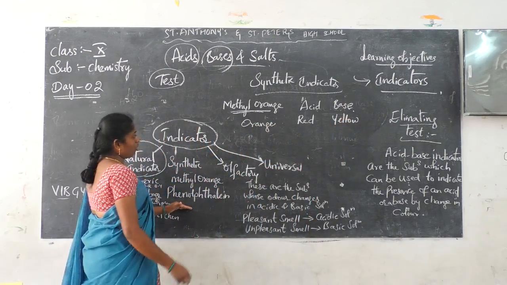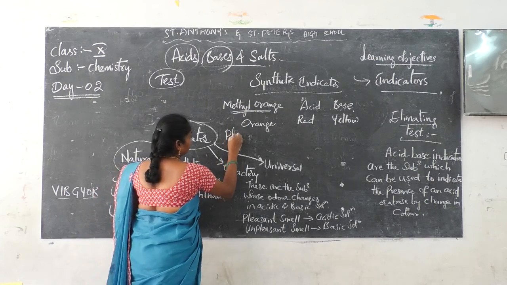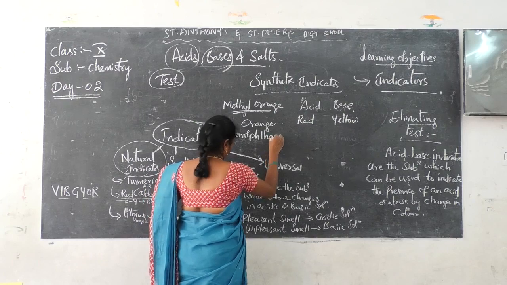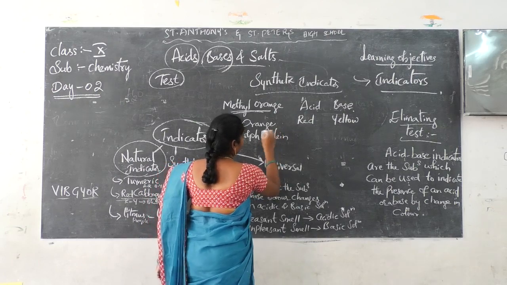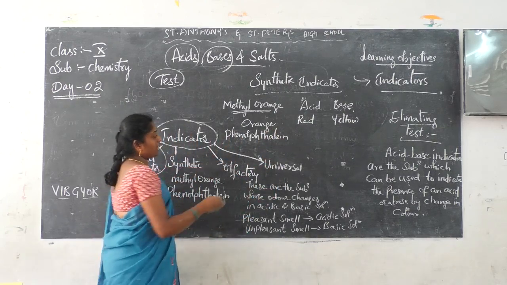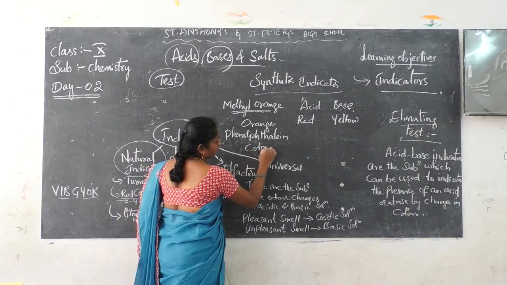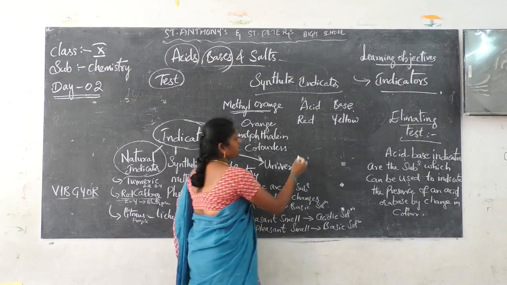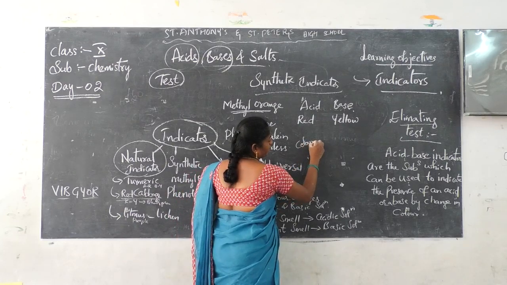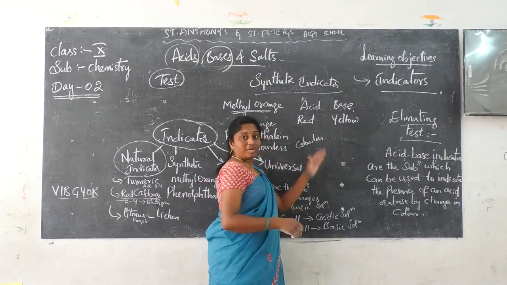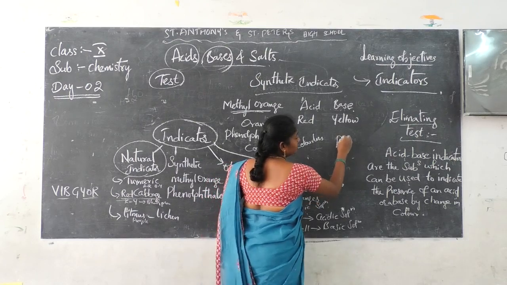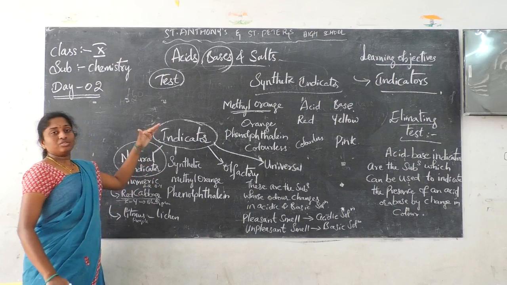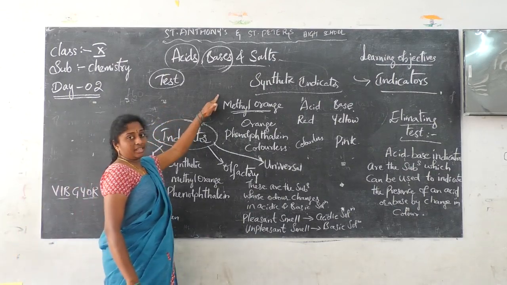Okay, the same way we talk about the phenolphthalein. In phenolphthalein, the original color is colorless. In acid also it is colorless. But when it is reacting with the base, you can see it changes into pink color. Please remember this.